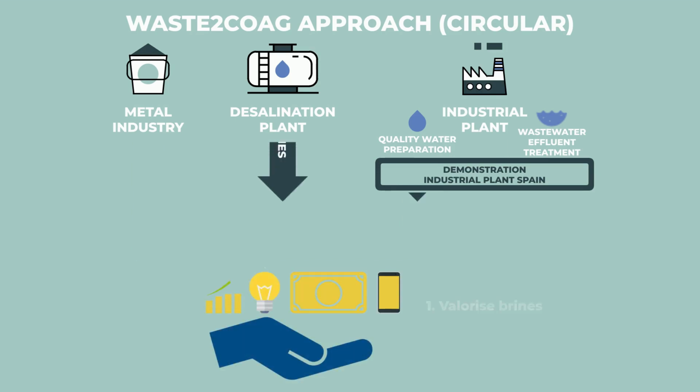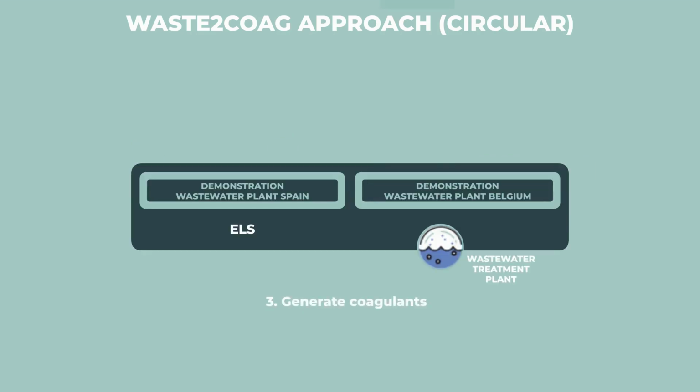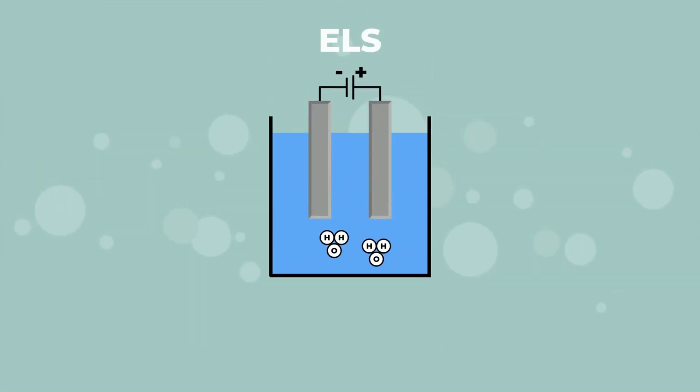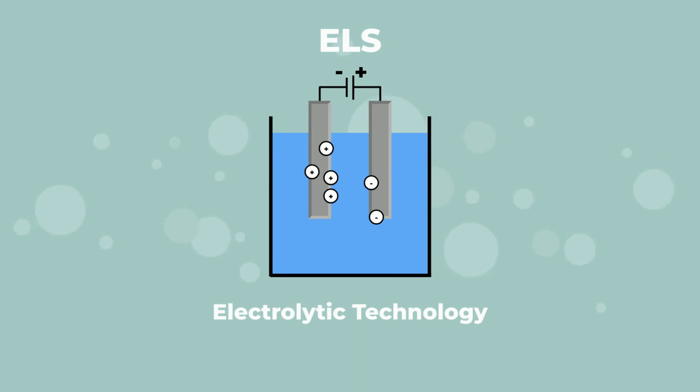Waste2Coag will therefore, firstly, valorize the brines produced in desalination and industrial plants. Secondly, valorize industrial scrap metal waste generated by the metal industry. Thirdly, generate coagulants using ELS, which can be used in urban wastewater treatment plants as well as industrial wastewater treatment plants. The technology: ELS is based on an electrolytic technology that applies continuous electrical current to two metal electrodes immersed in a solution to cause a non-spontaneous chemical change.